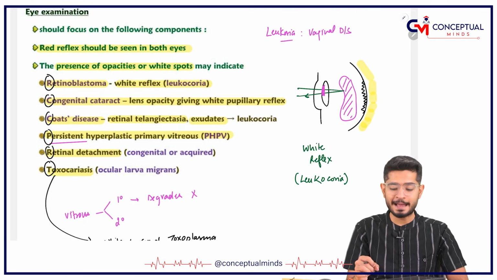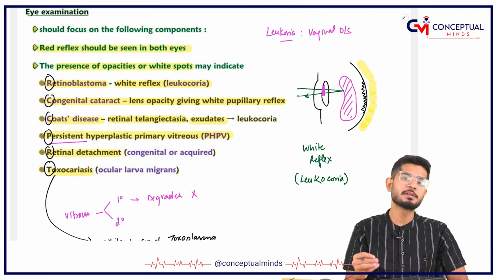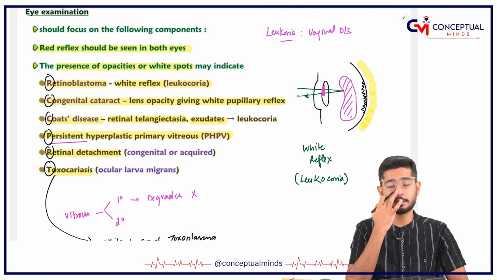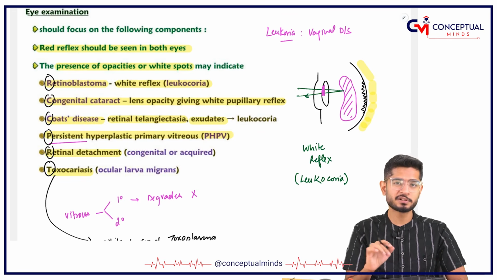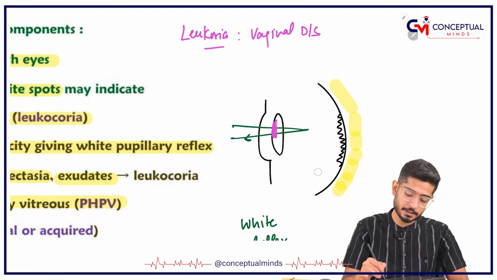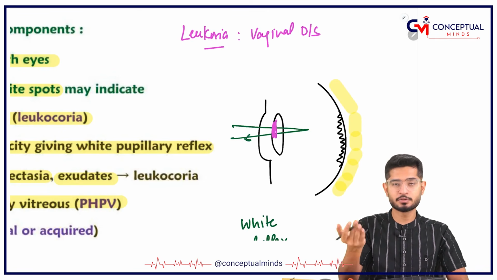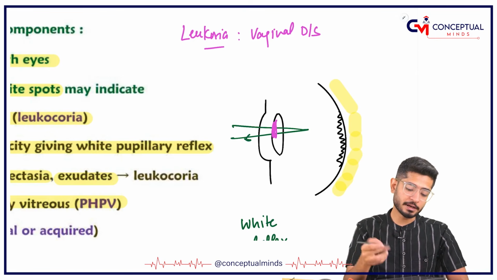Coming on to eye examination. So what happens normally in the eye, for example, my eye, your eye, a pediatric eye, whenever you put a torch light, you are going to see a red reflex. Why? Because the torch light is immediately going to go to the retina and it's going to get projected back, and your retina is of course red in color, so you will get a red reflex.